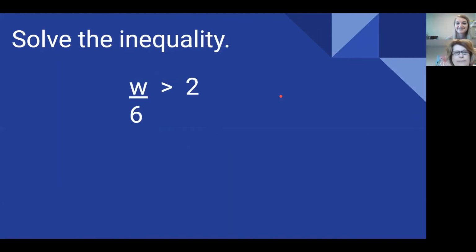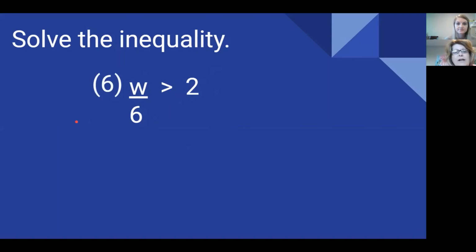Let's try another one. Here we're going to solve the inequality. It says a number w divided by 6 is greater than 2. And remember, I want to find out what w is. So I'm going to get rid of the divide by 6. And the inverse of divide by 6 is to multiply by 6. So I'm going to multiply by both sides.